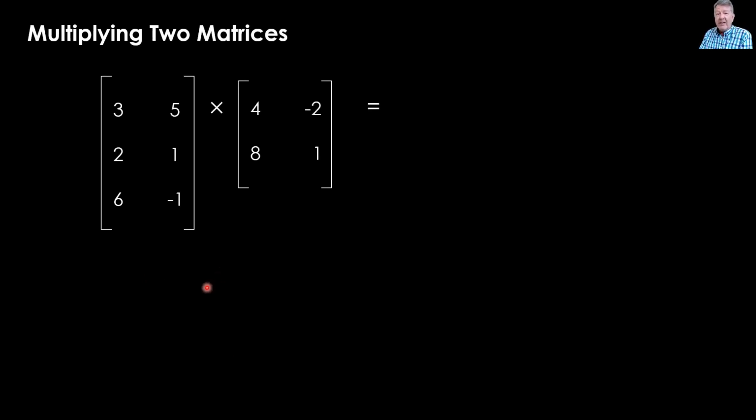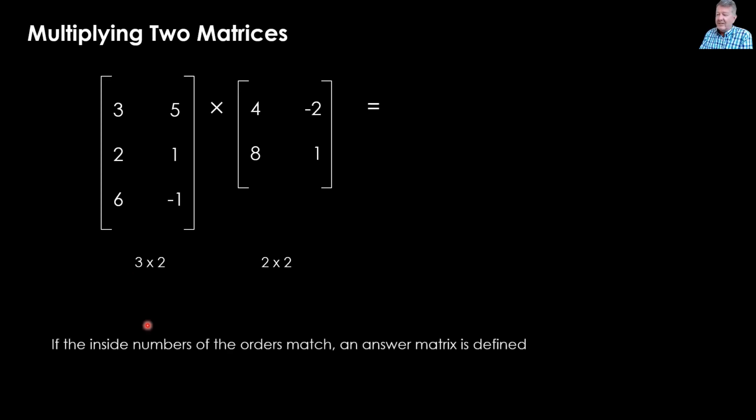All right, let's have a look at a couple of matrices. Now, if we were adding and subtracting these matrices, could we do it? No, we couldn't, because this first one is a 3 by 2 and this second one is a 2 by 2. Remember, when you add and subtract, they have to be exactly the same order. This is multiplying, though. Multiplying, there is a specific rule. It says, sort of this: if the inside numbers of the orders match, an answer matrix is defined. Well, let's have a look. There's the inside number there, and there's the other inside number. They're the same. That means we can do it.